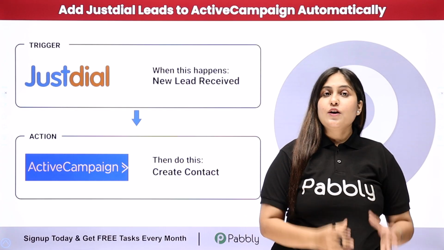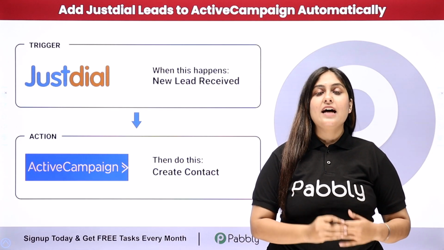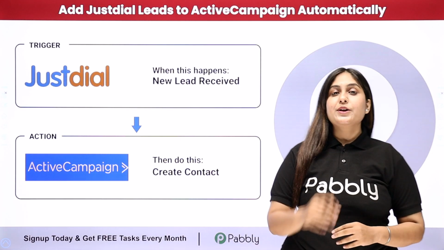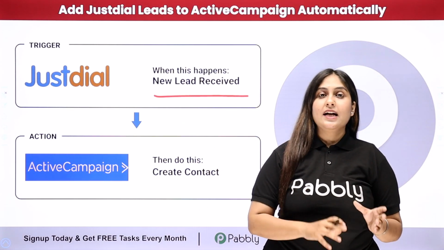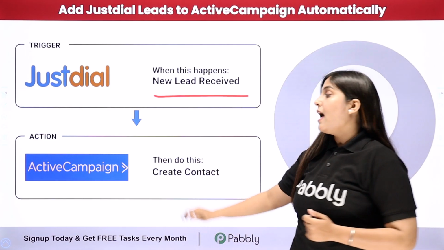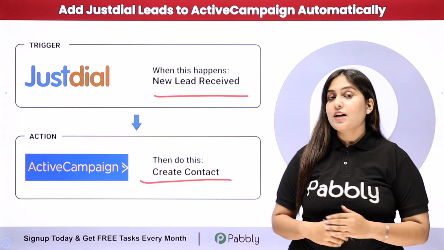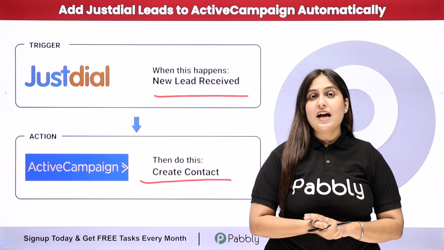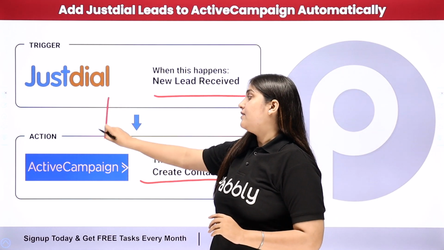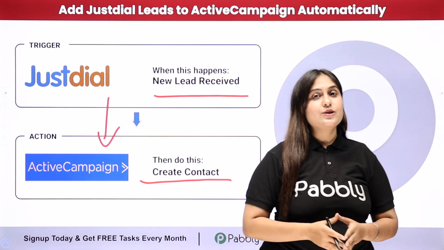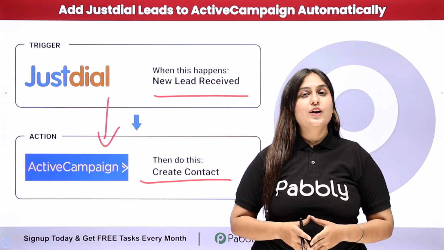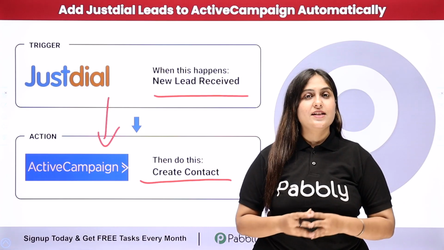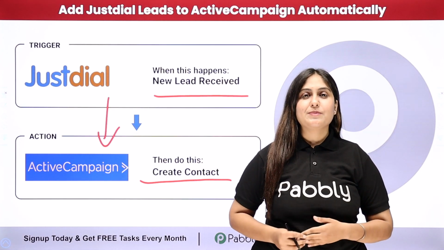So here I am receiving a lot of leads through my Justdial account, and here my objective is whenever I am going to receive a new lead, then automatically and instantly I want to add that lead as a new contact in my ActiveCampaign account. So now here to automate the entire process, I will connect my Justdial with my ActiveCampaign using an automation software named Pabbly Connect. So now here to see the working of this automation and to learn this process step by step, let me take you to my screen.